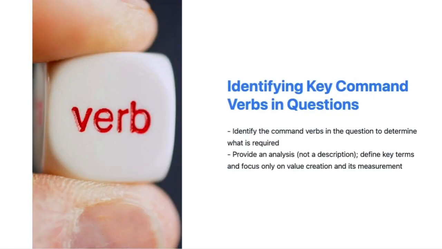All right, first up, understanding the question. You'll want to start by picking out the command verbs in the question, like explain or identify. These are your clues about what you actually need to do. For this one, the question isn't just looking for a description, it's asking for an analysis. How do people practices create value in the organization, and how can you measure that impact? So it's not enough to just say what people practices are. You've got to define what value means and what impact means, specifically in the context of people practices. Make sure you focus only on value creation and measurement. Don't get sidetracked with unrelated details.